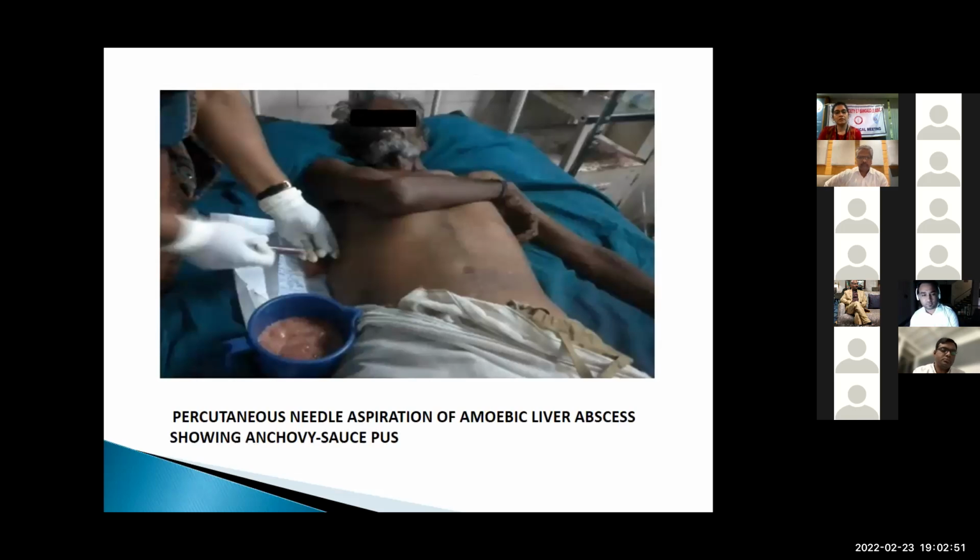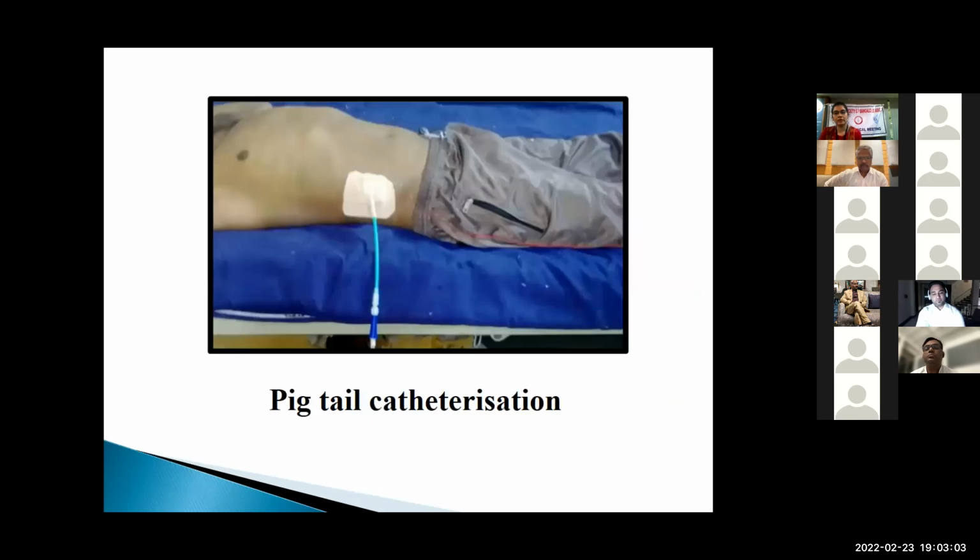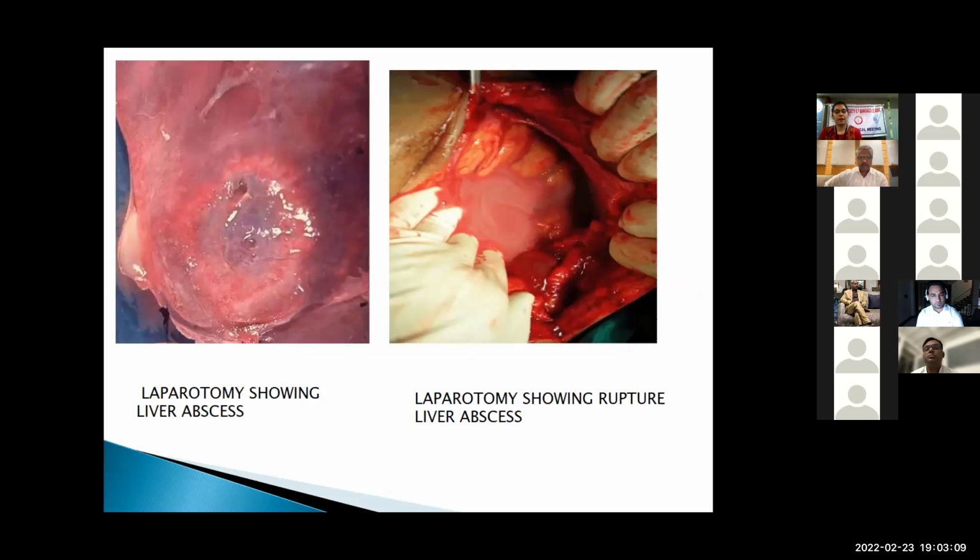Here is a picture showing the procedure done for percutaneous needle aspiration of amoebic liver abscess, showing anchovy sauce pus. Here is a picture of ultrasound guided percutaneous needle aspiration of liver abscess. The pigtail catheterization done in a patient of liver abscess. Here is a picture of laparotomy done for a complicated liver abscess, showing a soft and fluctuant mass. The second picture shows a case of ruptured liver abscess, seen during the laparotomy.